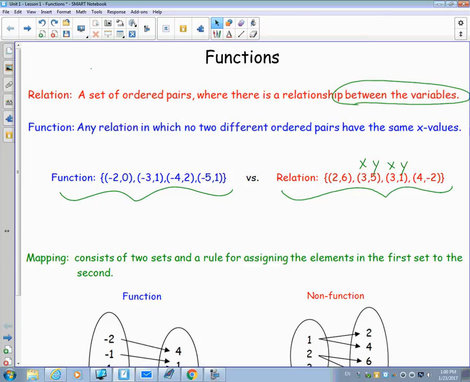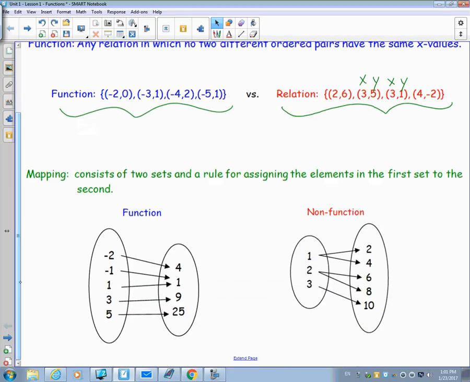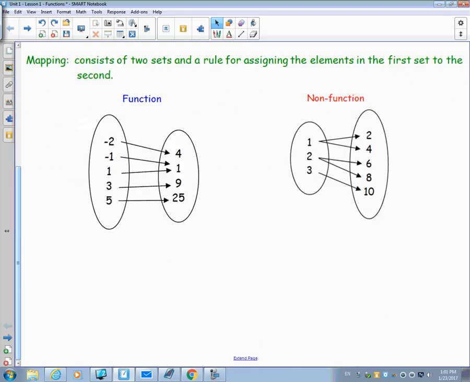Okay, so we're going to look at some ways of recognizing functions today. A couple of different ways. The first thing is a mapping diagram. A mapping diagram consists of 2 sets and a rule for assigning the values in one to the values in the other. Generally, in a mapping diagram, this would be our x values, and these would be our y values. The first set is considered a function because each x value only points at one thing. And the rule here is y is equal to x squared.